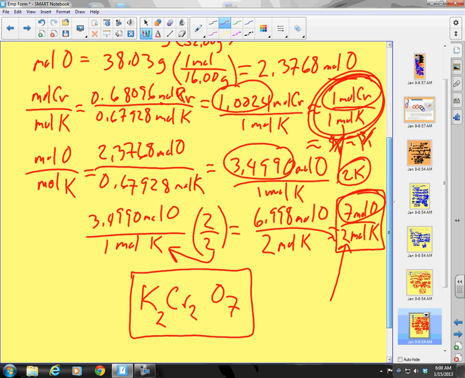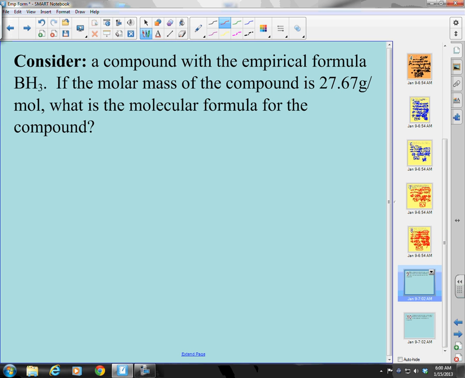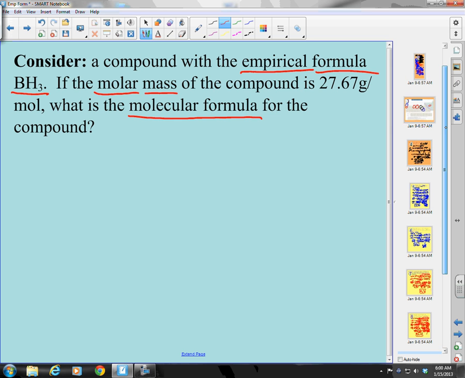All right. Let us move on to the last concept here. In empirical formula, which is really no longer empirical formula, it is molecular formula. Consider a compound with the empirical formula BH3. It's my empirical formula. It's given here. If the molar mass they're giving me of the compound is 27.67 grams per mole, what is the molecular formula? Well, that looks like something new. It is. Here we go.